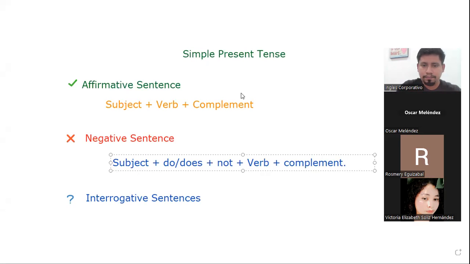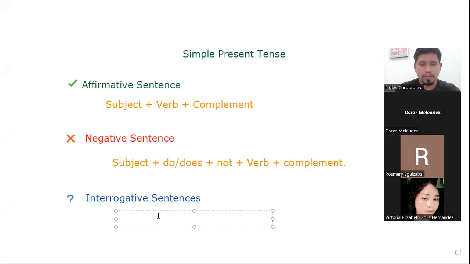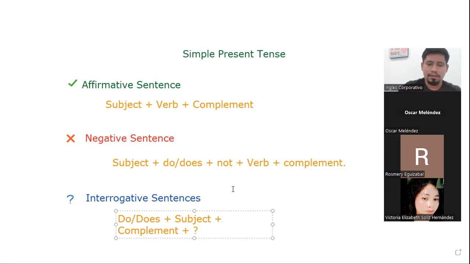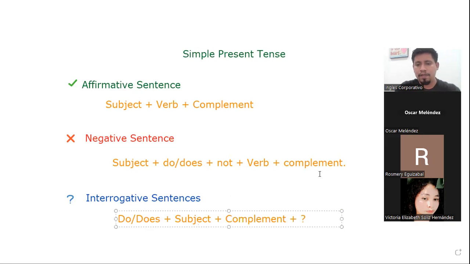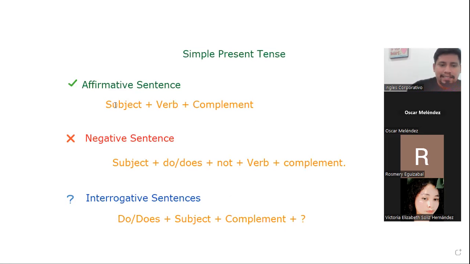And the last one is going to be interrogative sentences. You know, we have to do a switch here. We use do or does, it's going to depend on the subject, plus subject plus complement. But also we have to include a question mark at the end because it's mandatory for this kind of sentences, okay? So there we have affirmative, negative, interrogative.